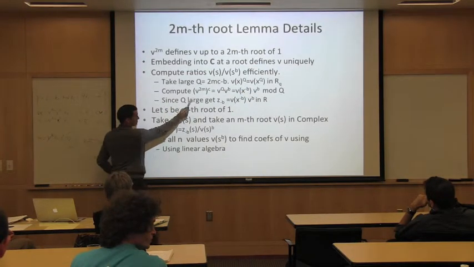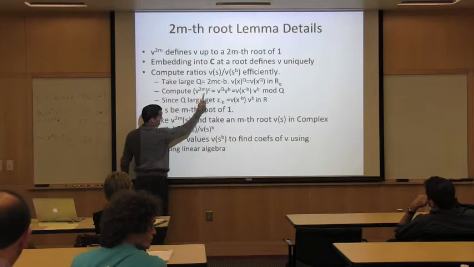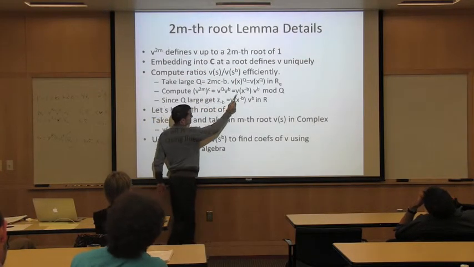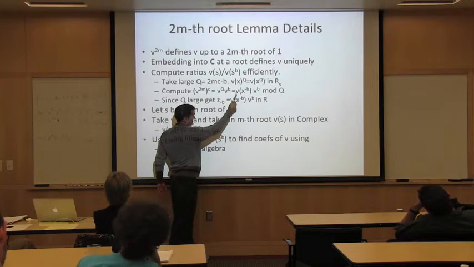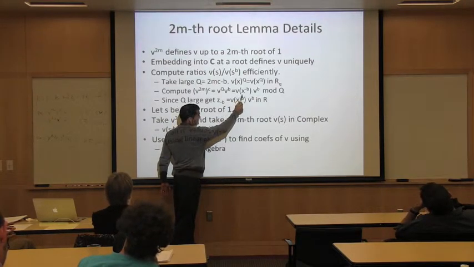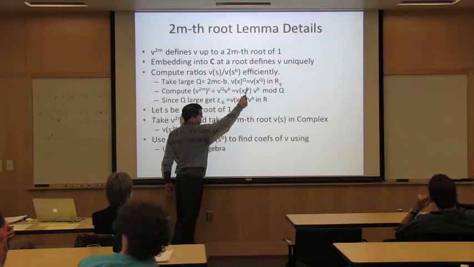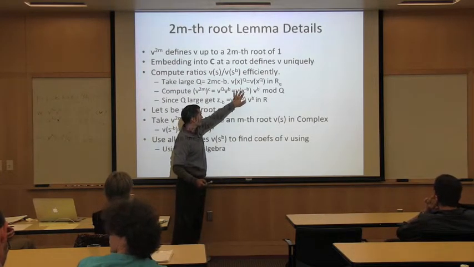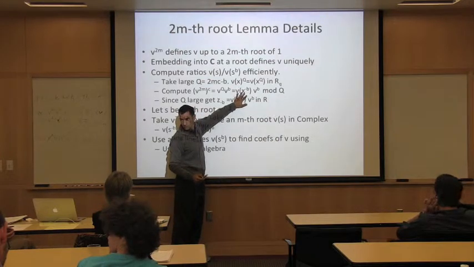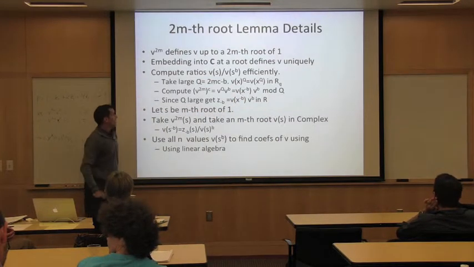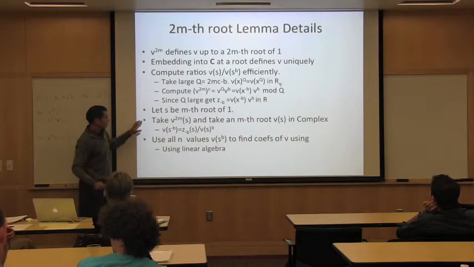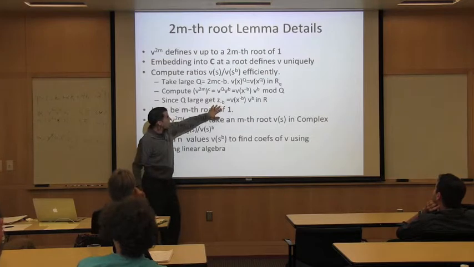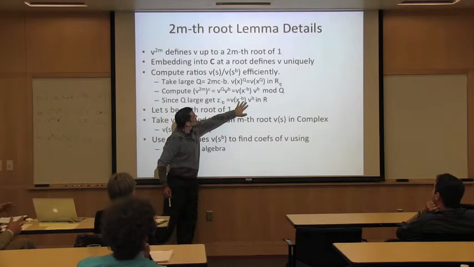And so you can take this v to the 2m, raise it to that cth power, and compute that it is v of x to that negative b times v to the b. You can think of that as the Galois conjugate here. And that's a number mod q, but since q is pretty large, you can get these over the rationals. And so you get the ratio here.